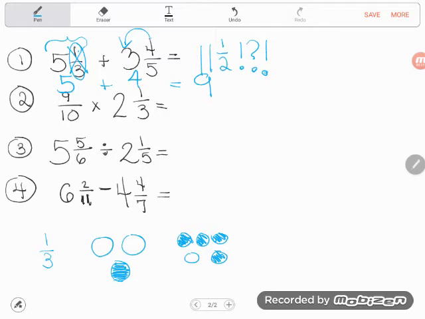Now, it might be a high 8, it might be a low 9, but it's still going to be somewhere around 9. If you get 11.5, you're way off. And so this ability to estimate fractions is going to come in handy for you. Let's look at the next problem.